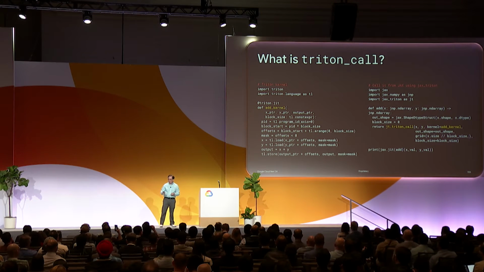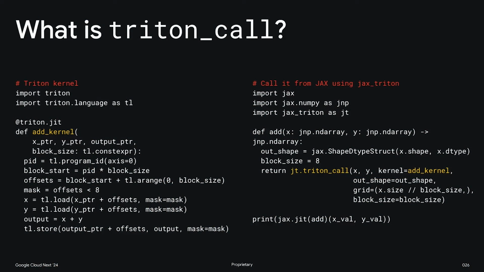So you see I've got a kernel called add kernel. I'm going to call it with Triton call and pass kernel equals add kernel. Fairly straightforward.